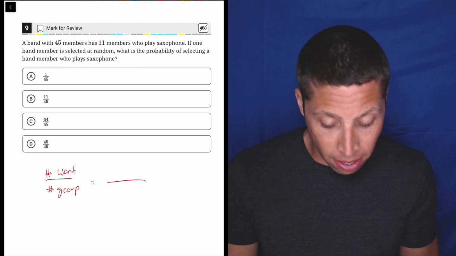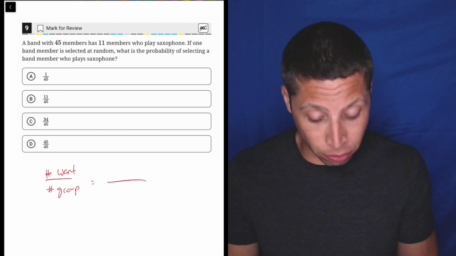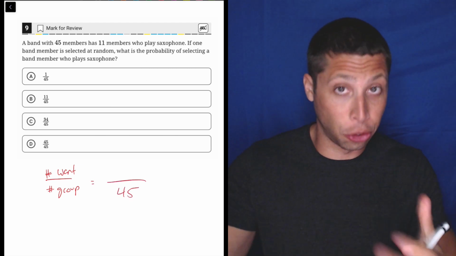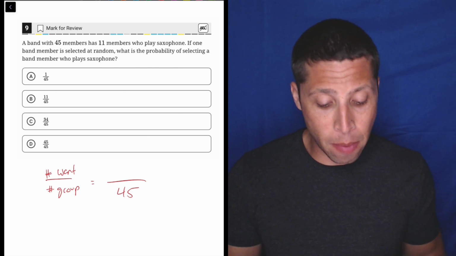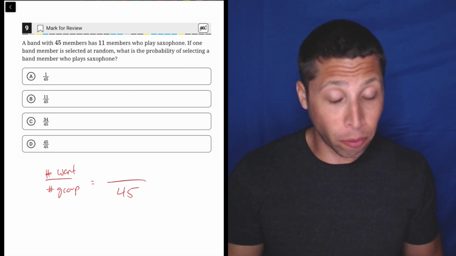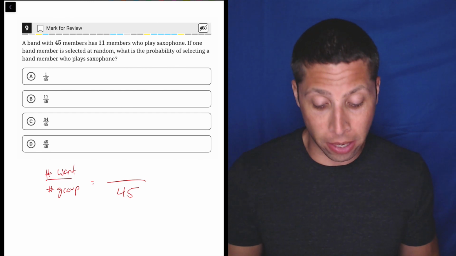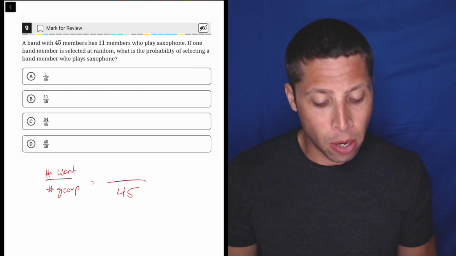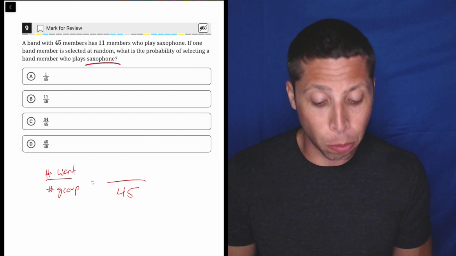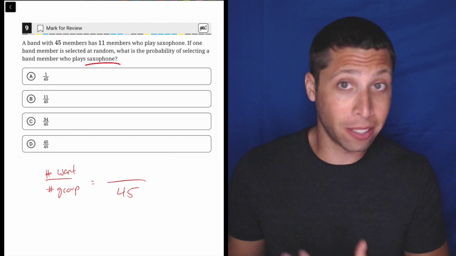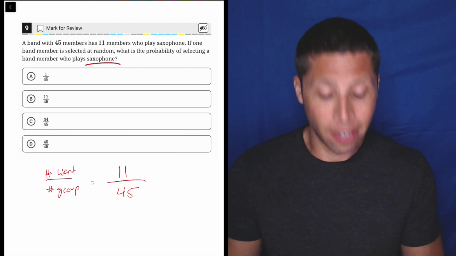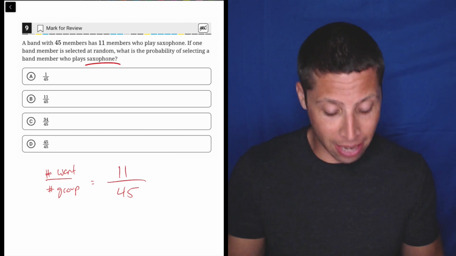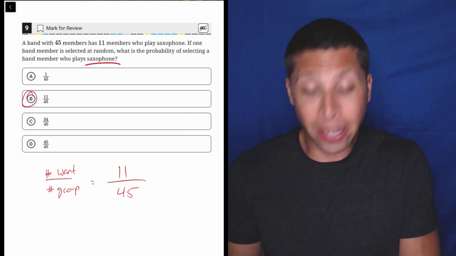So in this case, a band, this is our group, has 45 members. So that's what we are choosing out of. And then it has 11 members who play the saxophone. But be careful before we just put that there. What do they want from us? One band member is selected at random. What is the probability of selecting a band member who plays the saxophone? So they just want the saxophone players. So we want one of the 11. So we'll put 11 on top. 11 out of 45 is my answer.